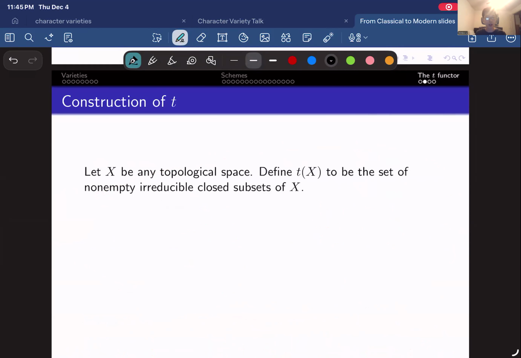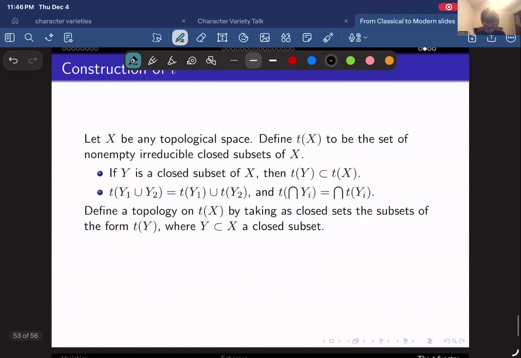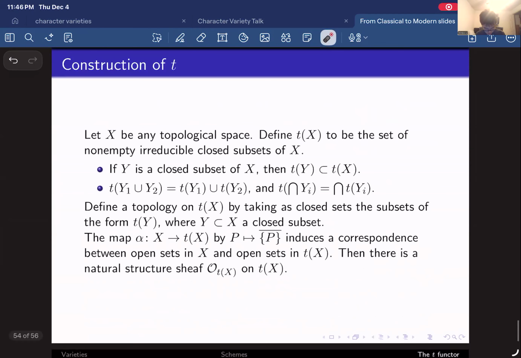So let X be any topological space. I can define T of X to be the set of non-empty irreducible closed subsets of X. These observations will convince you that I can put a topology on T of X by taking as closed sets the subsets of the form T of Y, where Y is a closed subset of X. And this is the interesting part.